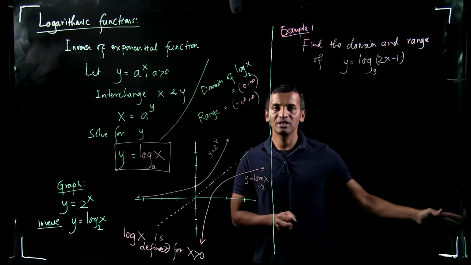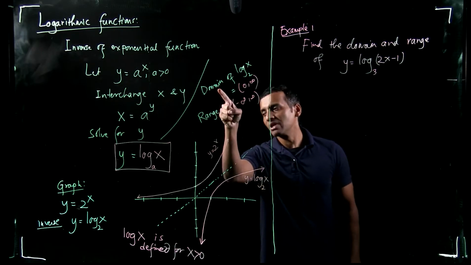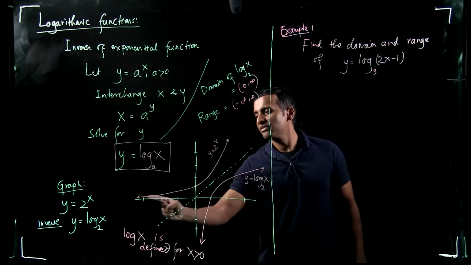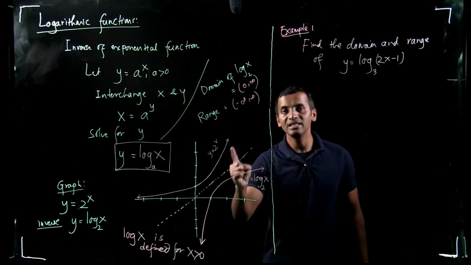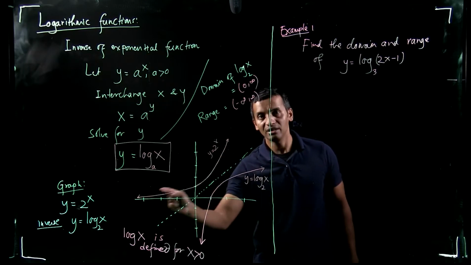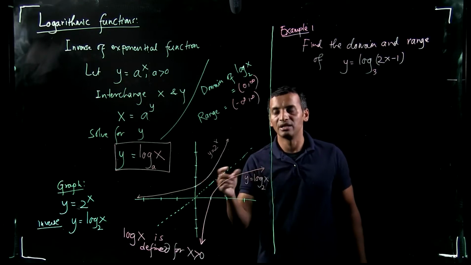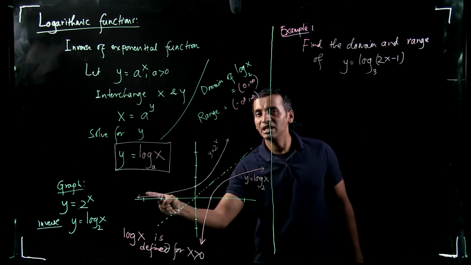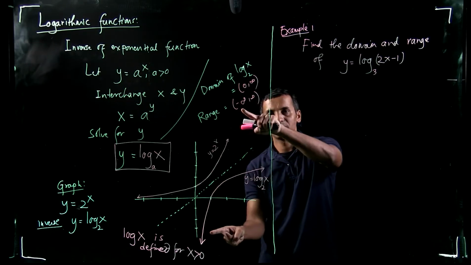So the domain of the inverse is the same as the range of the function, right? For example, what is the domain of 2 to the x? The domain of 2 to the x is negative infinity to infinity, because the values of x can go to the extreme left and extreme right. So the domain of this is negative infinity to infinity, which is the same as the range of the inverse.